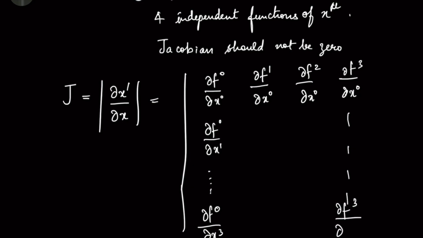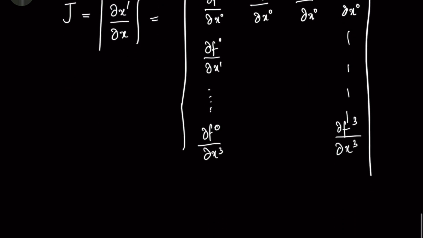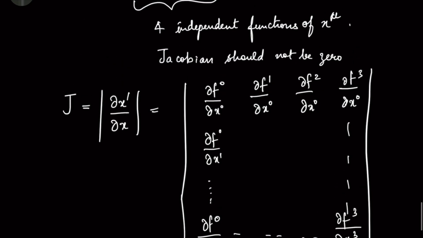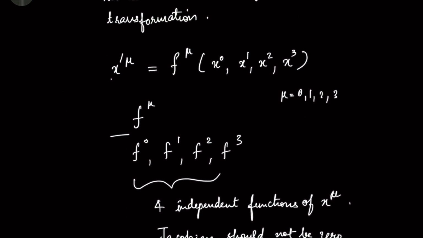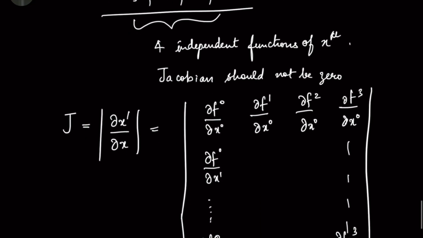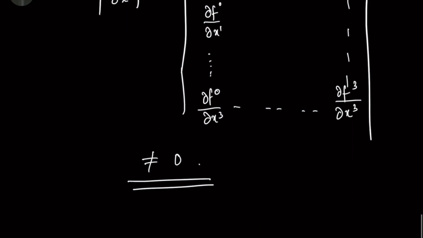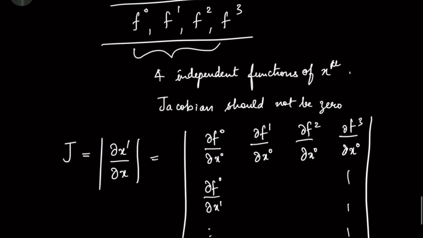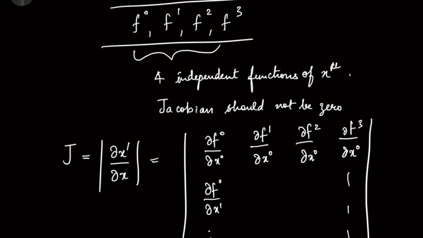And for these functions to be independent, this Jacobian should not be equal to 0. If it is equal to 0, it means that there is some kind of relationship between these functions, or these functions are dependent. In that case, the Jacobian will go to 0. Otherwise, the Jacobian should not be 0. So here the condition is that these are four independent functions of x mu. Therefore, the Jacobian should not be 0.